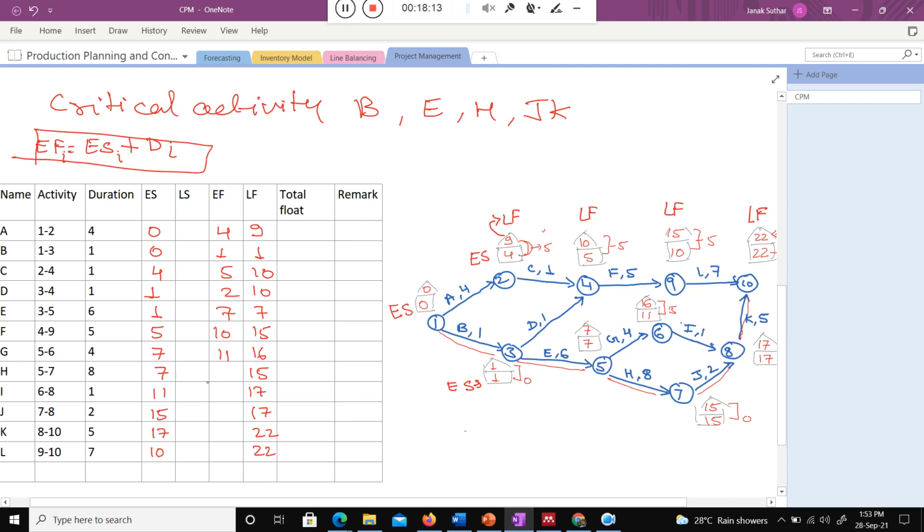8 plus 7 is I think 15. 12 plus 5, 17. 17 plus 5, 22. If there is any issue, then please let me know. 7 plus 10 is equal to 17. Okay, the calculation part I just checked. 4 plus 0, 1 plus 0, 1 plus 4, 1 plus 1, 6 plus 1, 5 plus 5, 4 plus 7, 8 plus 7, 1 plus 11, 2 plus 15, 5 plus, okay, good.